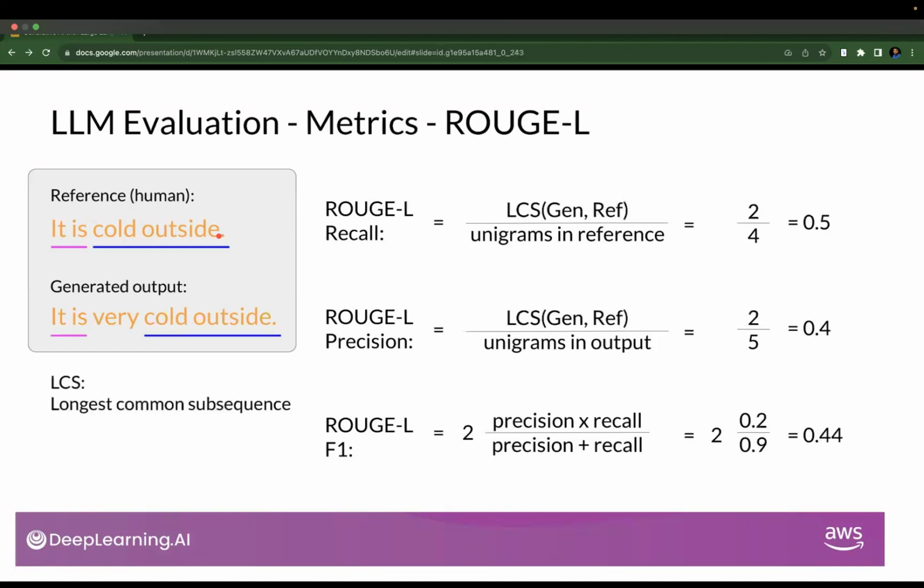Rouge L score takes the longest common subsequence between the human reference and the generated output. So in this case, the LCS value is 2 because the longest common subsequence is 2 consecutive words, and the other formula remains the same.